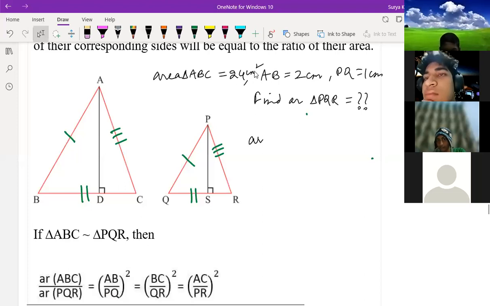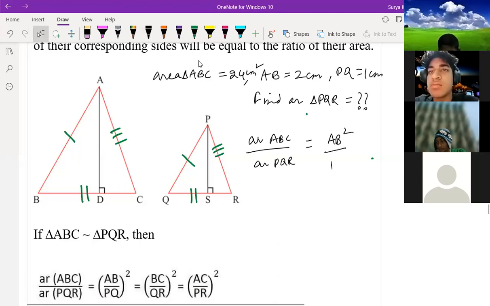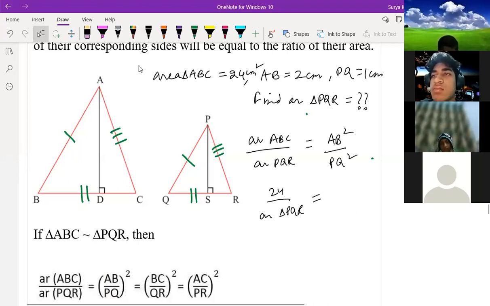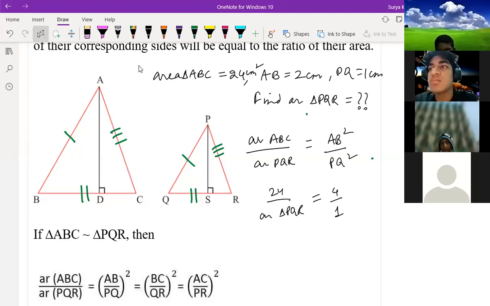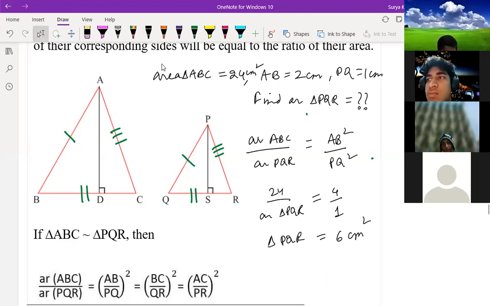That is area of triangle ABC divided by area of triangle PQR is equals to AB square by PQ square. So ABC area we know 24, divided by area of triangle PQR is equals to AB square, that is 4, divided by 1. The triangle PQR is equals to what? 6 centimeter square. Is it clear, children? Is it clear to all of you? Yes, sir. So directly put the values and get the answers.